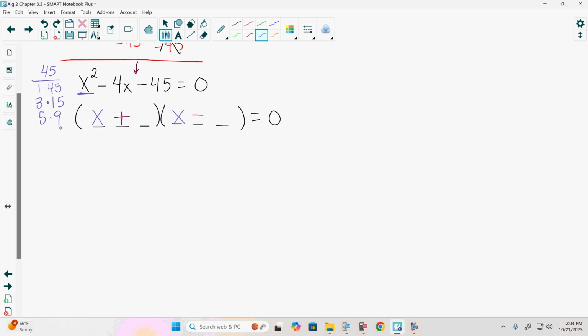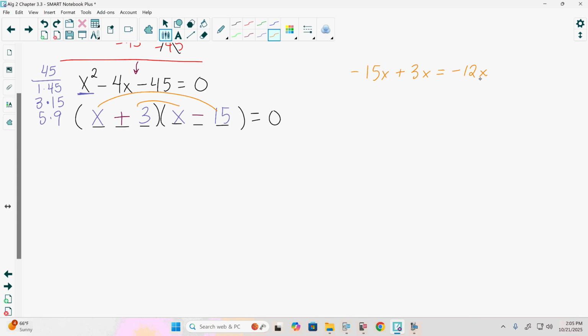3 and 15. Now, before we start setting anything equal to 0, we want to make sure we have the correct factors. So off to the side, we'll check. x times negative 15 would be negative 15x. 3 times x is going to be plus 3x. Negative 15x plus 3x, negative 15 plus 3 is going to be negative 12. Is that the middle term we wanted?